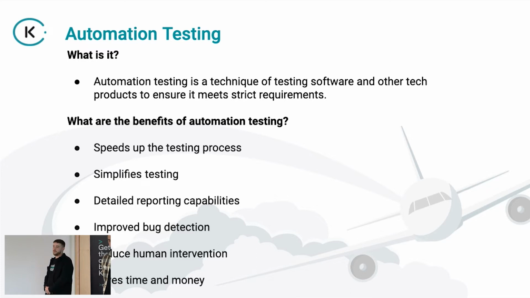Why do we want to automate, or what are the biggest benefits? It will speed up and simplify testing. Then it offers us more detailed reporting capabilities. It also helps us to detect some bugs and reduce human intervention. And last but not least, save time and money.